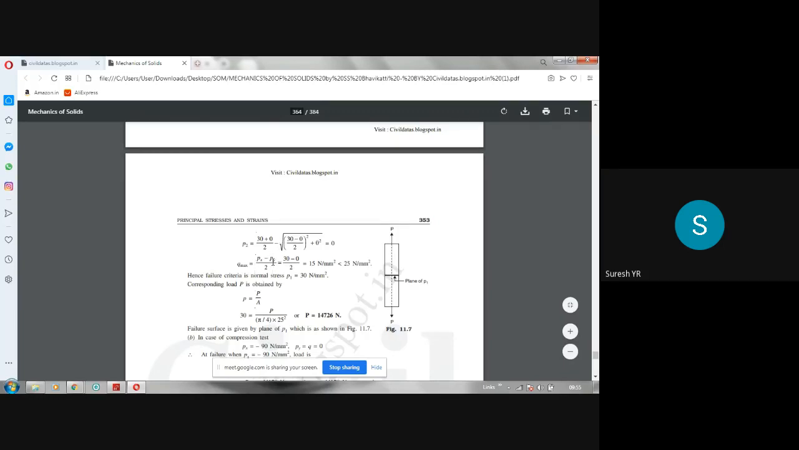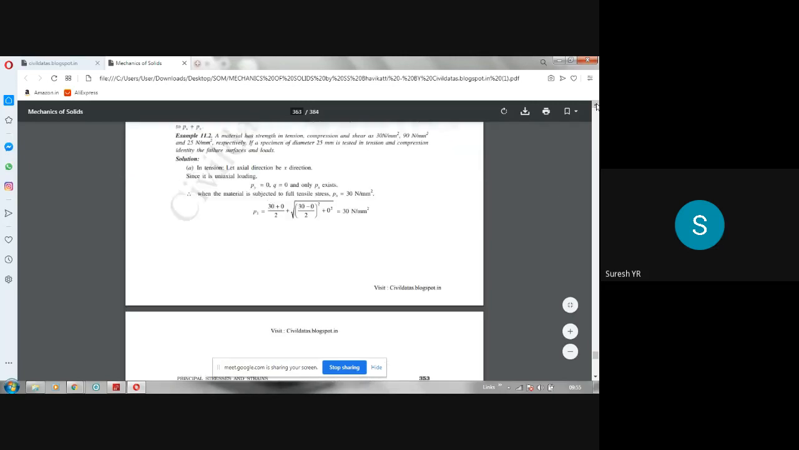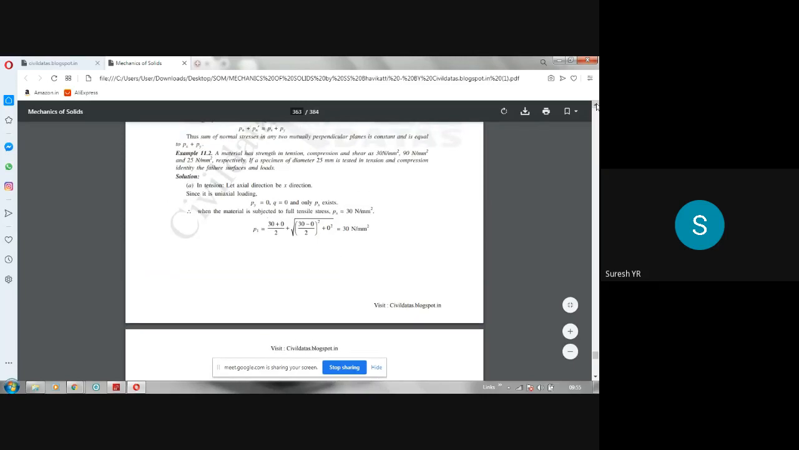Q max, the maximum shear stress in that case, is Px minus Py by 2, or P1 minus P2 by 2. So it becomes 15. See here 15. How much shear strength has he given? He has given 25 Newton per mm square as the shear strength. What do you mean by that? Strength is the internal resistance that is going to develop, so it is expressed in terms of stress. Up to 25 Newton per mm square, that material can take the shear force. If it exceeds that, it will fail.